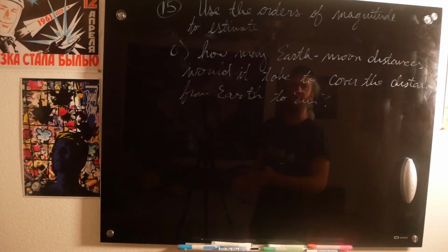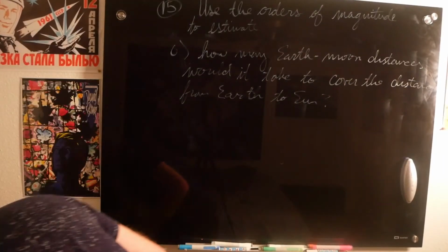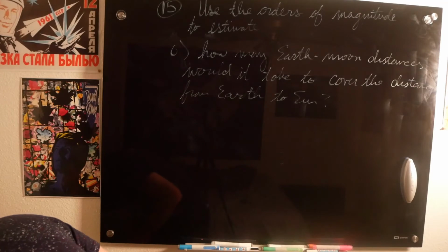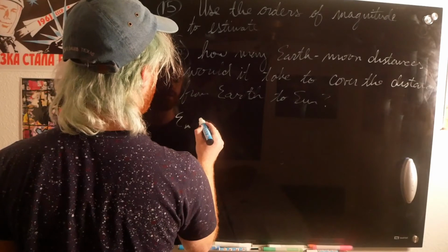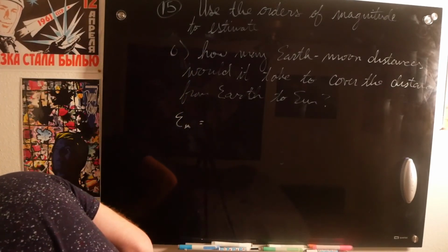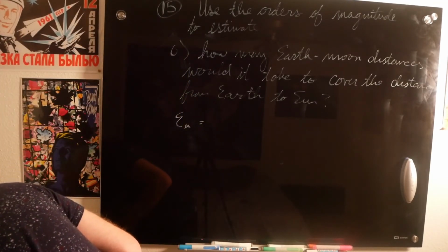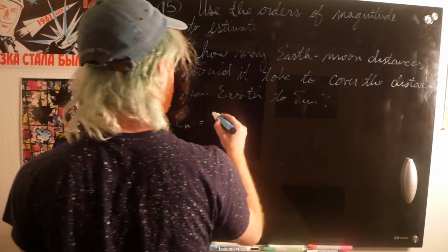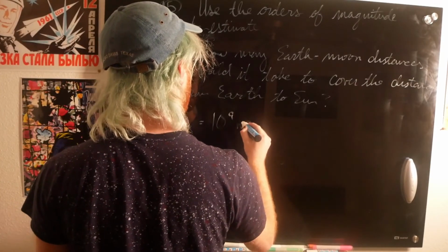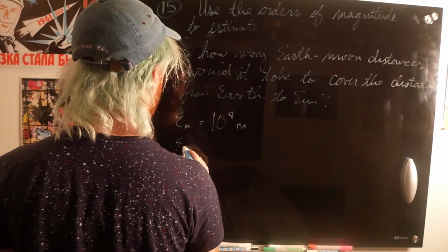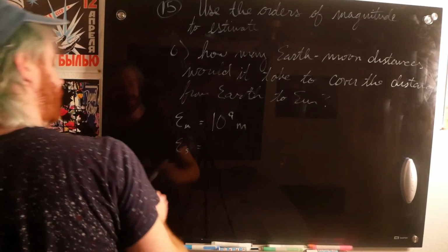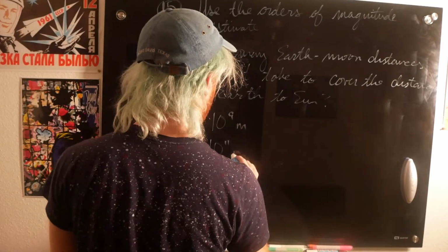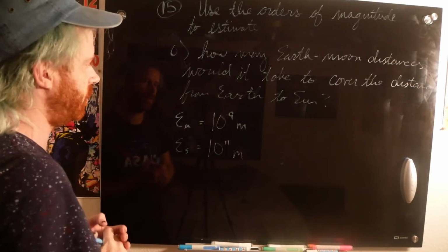So this question is how many Earth-Moon distances would it take to cover the distance from the Earth to the Sun? So the distance from the Earth to the Moon is going to be about 10 to the 9 meters. And then Earth to the Sun is going to be 10 to the 11 meters. And remember, these are just estimates.